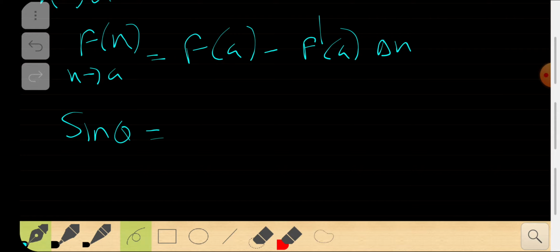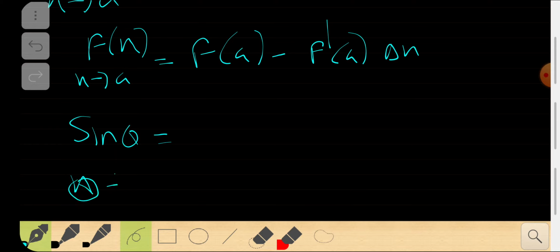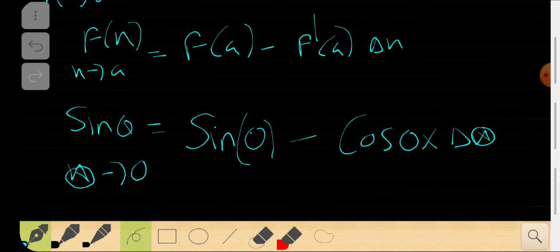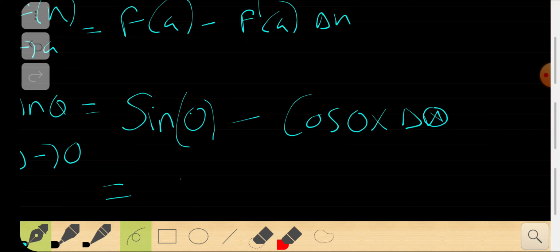So sine theta, as theta tends to 0, will be equal to sine 0 plus f dash of a, which is just cos 0, right? So it's cos 0 times delta x, and delta x is delta theta, which tends to 0, so it's almost small. So sine 0 is 0, plus cos 0, which is 1, times 0 is 0, so it's approximately equal to 0.